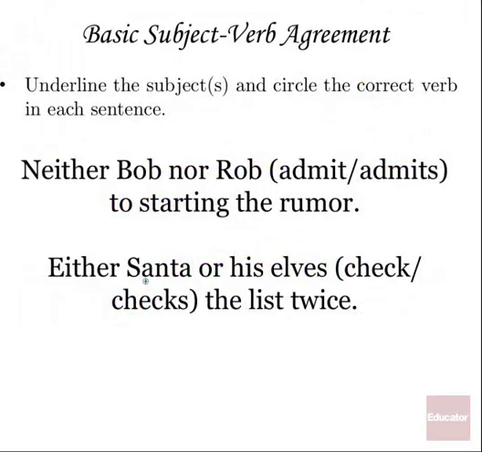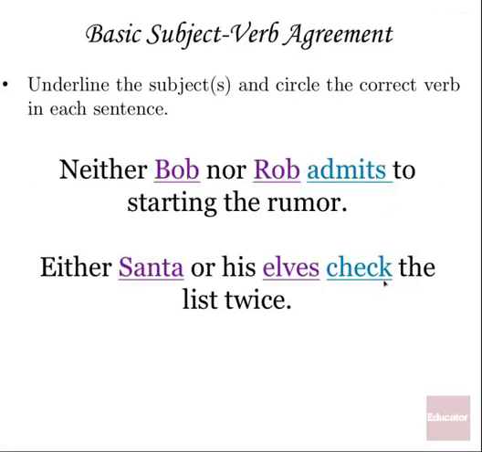All right. Underline the subject in each of these sentences and circle the correct verb to complete each. Neither Bob nor Rob admit or admits to starting the rumor. Either Santa or his elves check or checks the list twice. Take a good look. Pause the video if you need to.